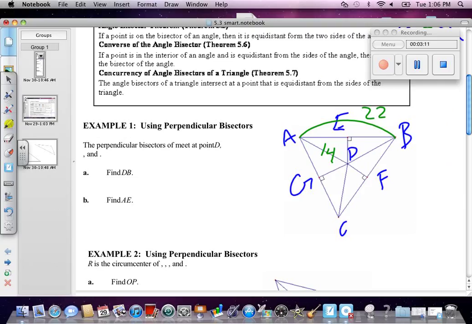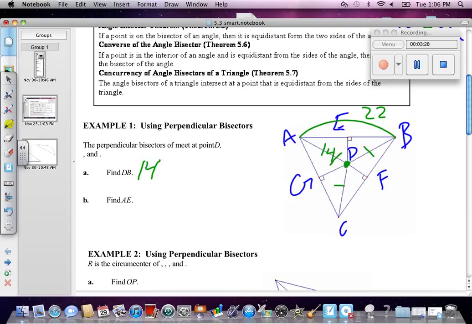Now these are perpendicular bisectors, which means the distances from the point in the middle, the point of concurrency, to the vertices have to be the same. So, what is DB? 14, which is the same as AD. All of these are the same.